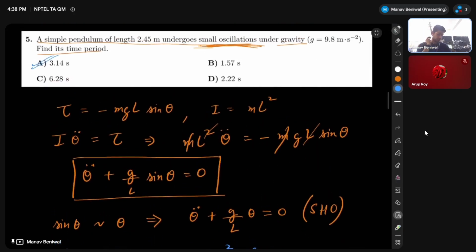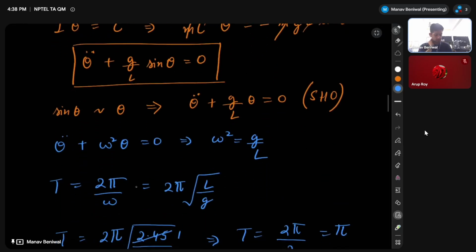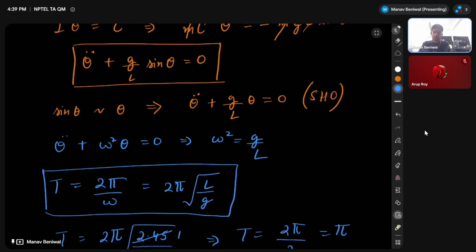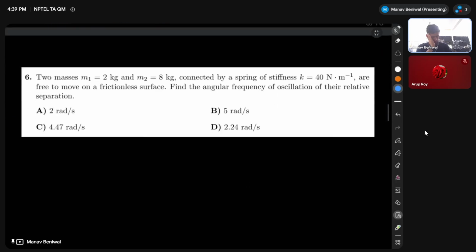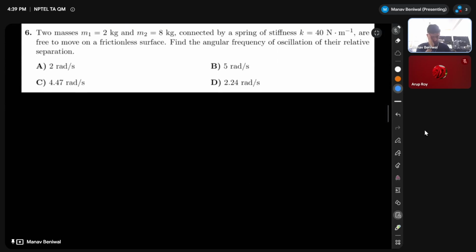So this is the formula that the time period of a pendulum is given by 2 pi under root L over g. As you can see, it depends only on the length of the pendulum, nothing else. It does not depend upon its mass. So this was it. Okay, let's look at the next problem.